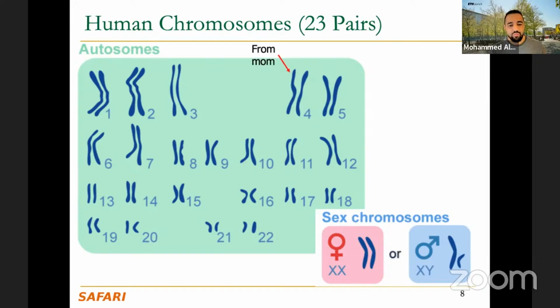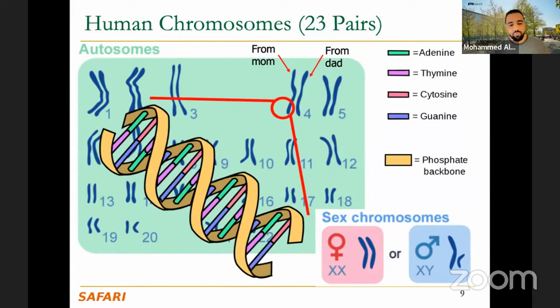As you know, the chromosomes come in pairs, with one version of each pair coming from the mother and the other coming from the father. And this is what makes up our DNA.